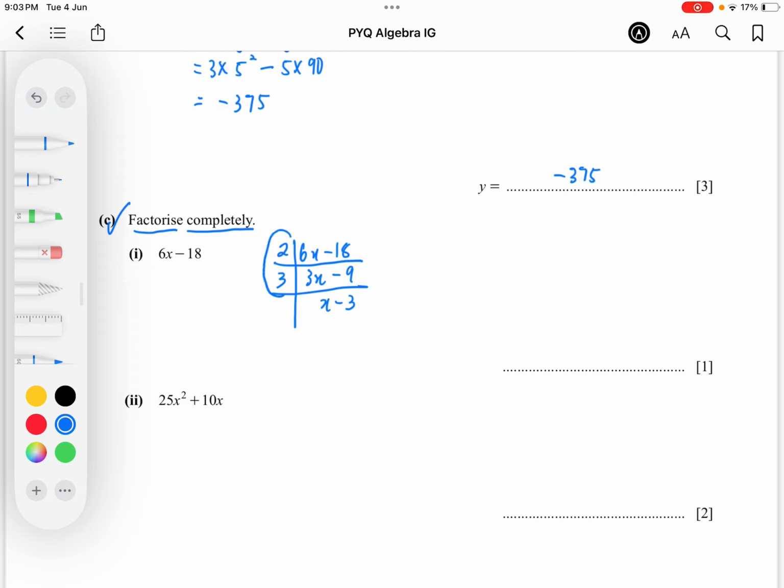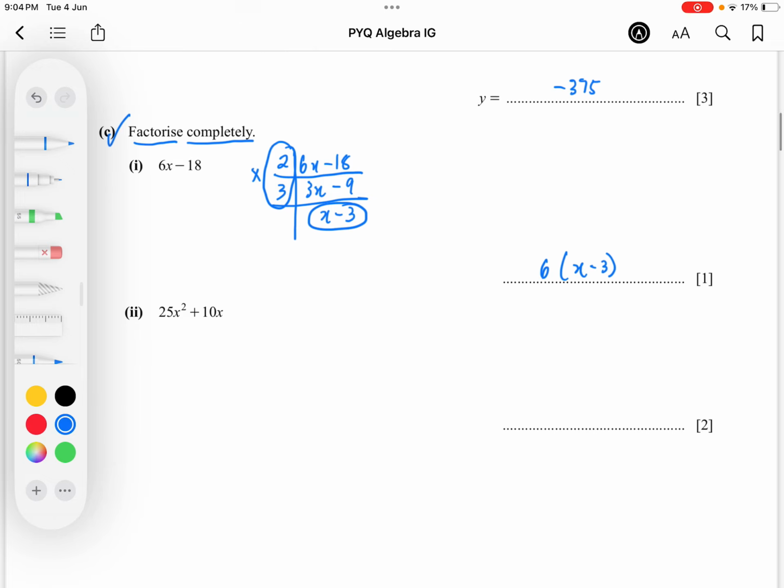So that means this one you multiply 2 times 3, that will be 6 outside the bracket, and then inside the bracket would be the final simplified expression. Now same thing with the next one, 25x squared plus 10x.